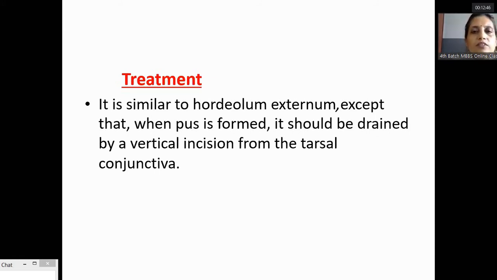Whereas in case of hordeolum internum, you just have to drain it like that of the chalazion.